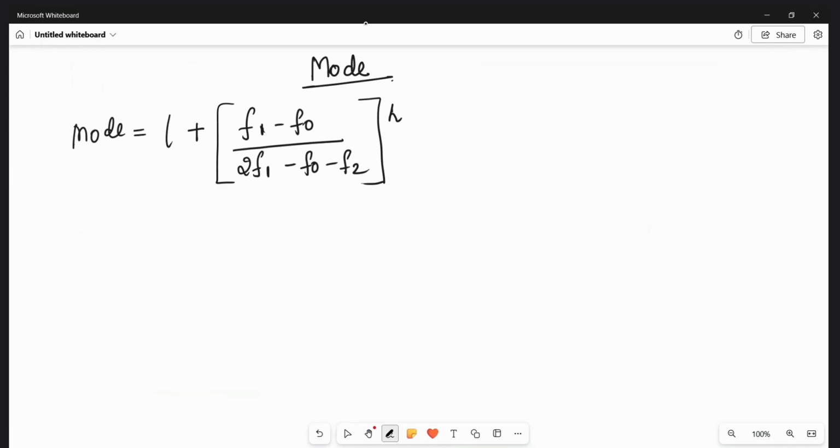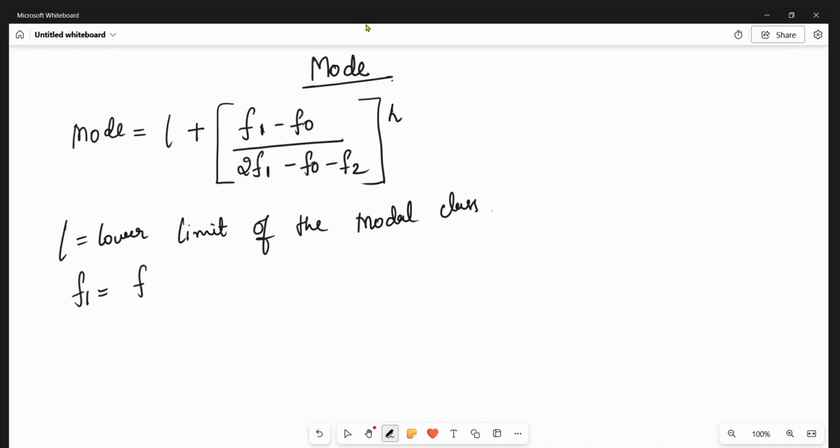So what is L? L is the lower limit of the modal class. F1 is the frequency of the modal class.